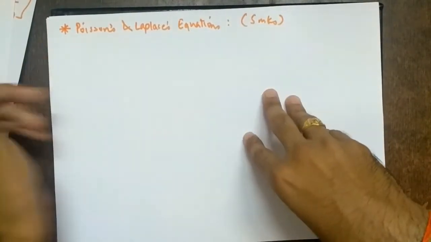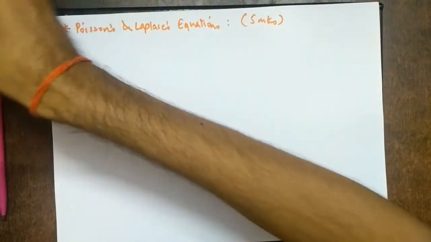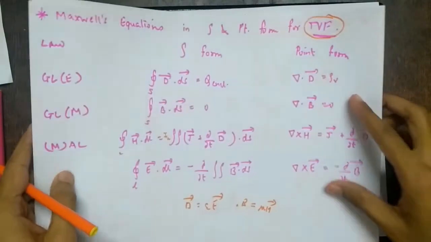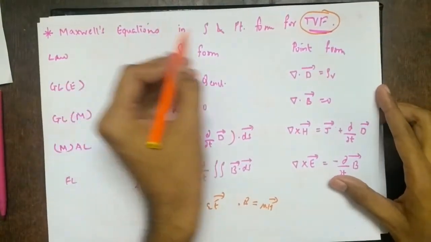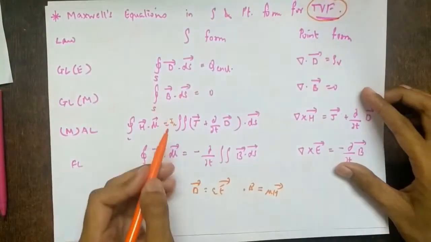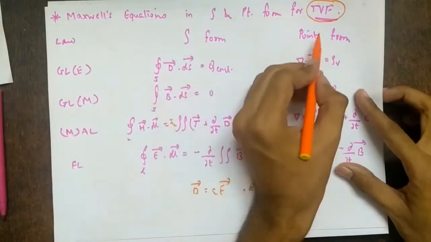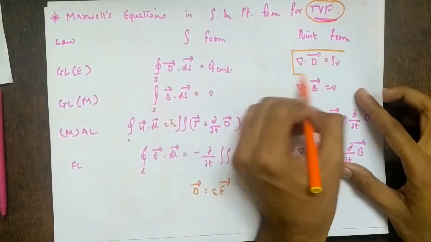So what is the point form of Gauss law? At the start of the lecture we wrote Maxwell's equations in integral and point form for time varying fields. So we have Gauss law for electric field. This is the point form. What is it? Del dot D vector is rho v. So let's start with this.